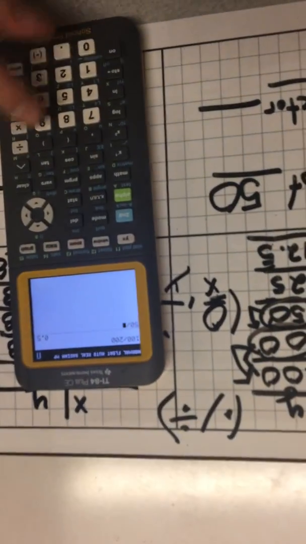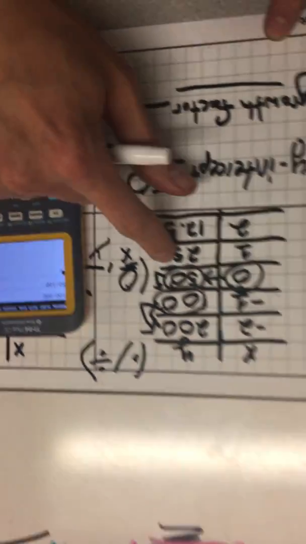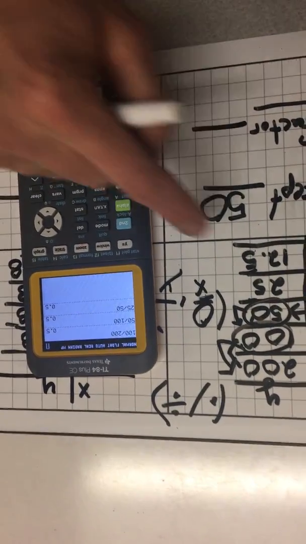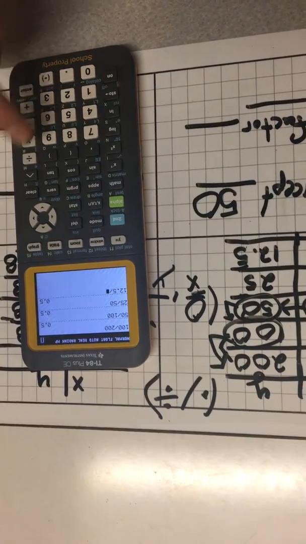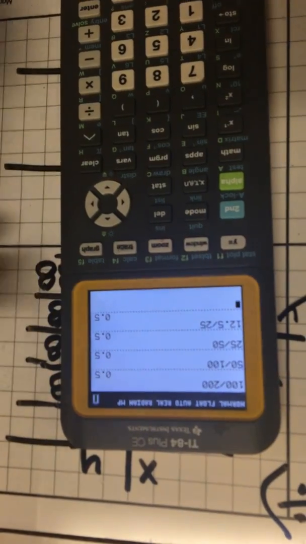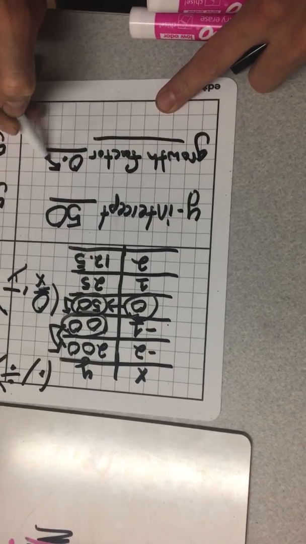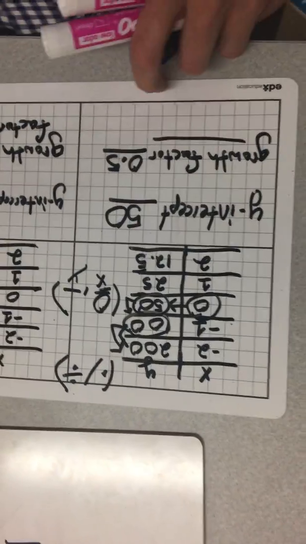I continue that, 25 divided by 50, then 12.5 divided by 25. And each time I get 0.5. So this tells me my growth factor is multiplying by 0.5. Okay? So let's take a look at another example.